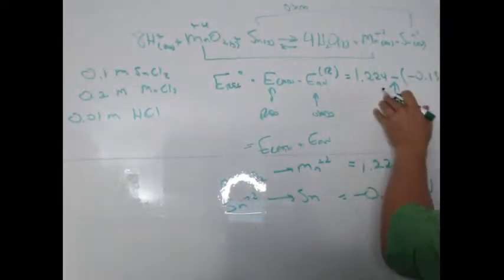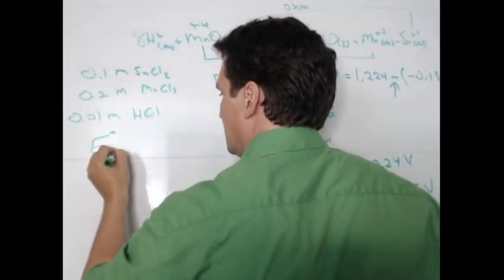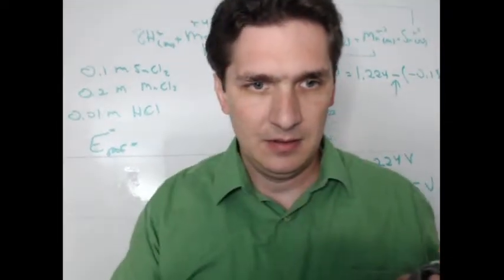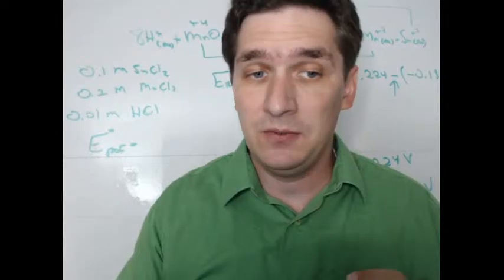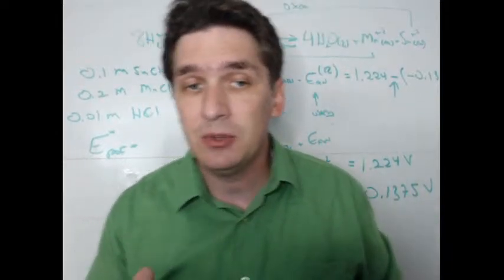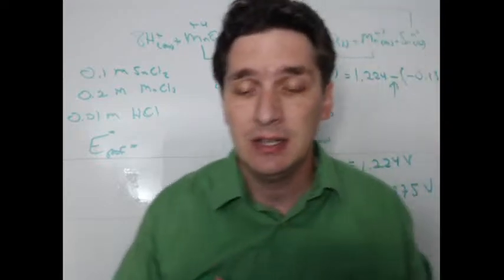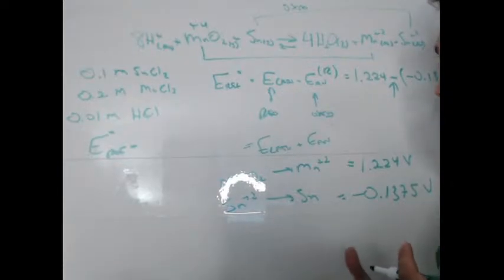So if we take 1.224 and subtract off minus 0.1375, they've been told to give you a formula sheet, but it's also available on the course website, and on the assignment link that you'll be using. So even if they don't supply it to you, it's right there for the exam.